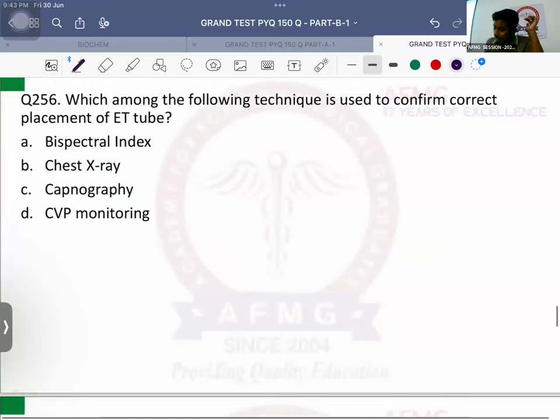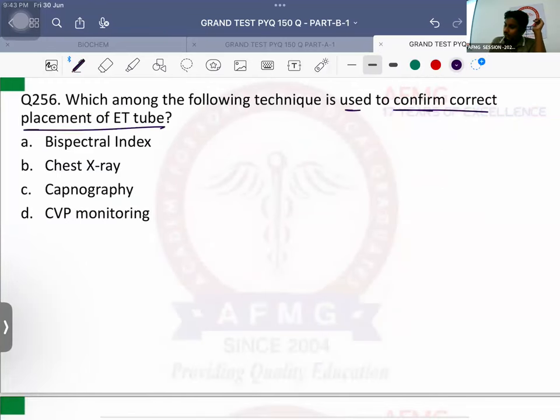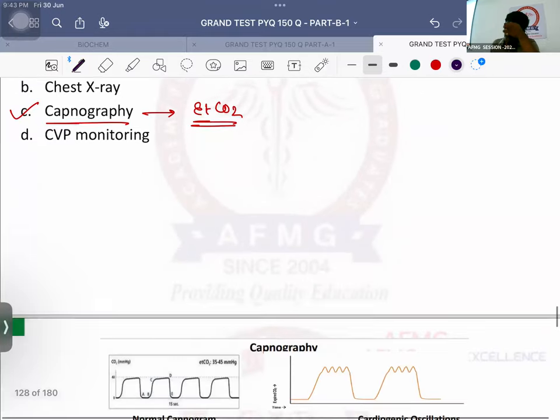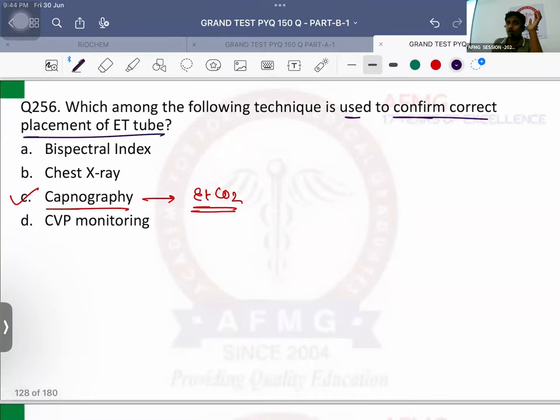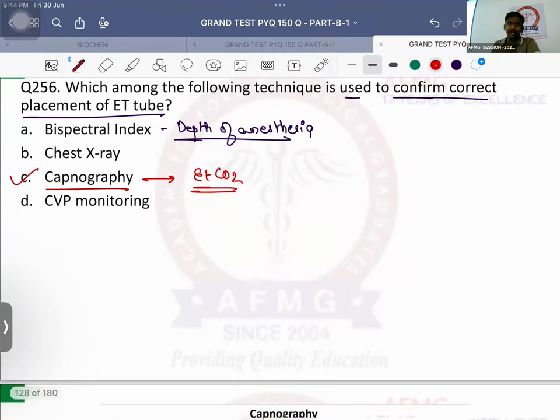256. Which among the following technique is used to confirm correct placement of the endotracheal tube? Very good. It is the capnography, which will measure the end tidal CO2. Please remember. Kyunki agar tube barabar airway mein hai, it will only release CO2. And if you connect a capnography to it, definitely that recording will be seen. No issues with this. This spectral index will tell you about the depth of anesthesia during surgery. Kitna hona chahiye? Intraop 40 to 60 can be there. Okay, 40 to 60. No issues with this, anybody.